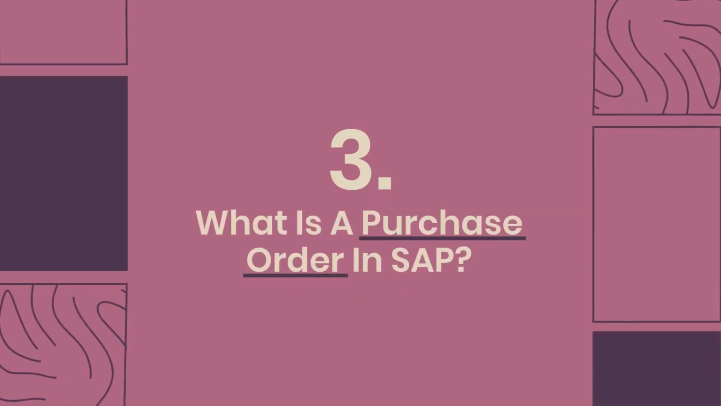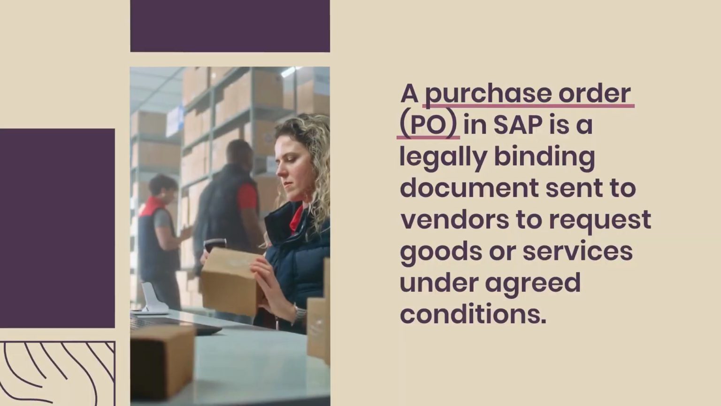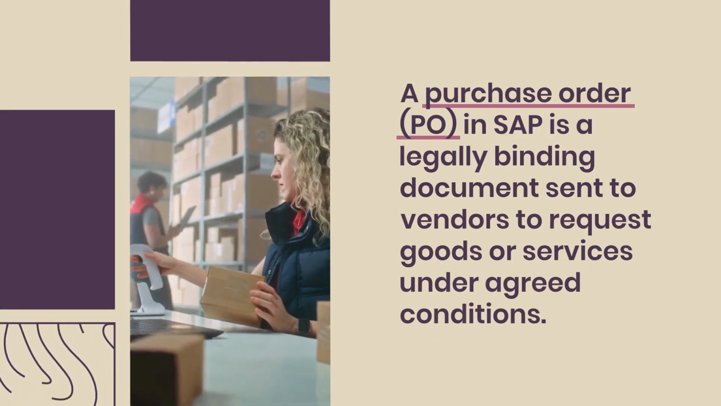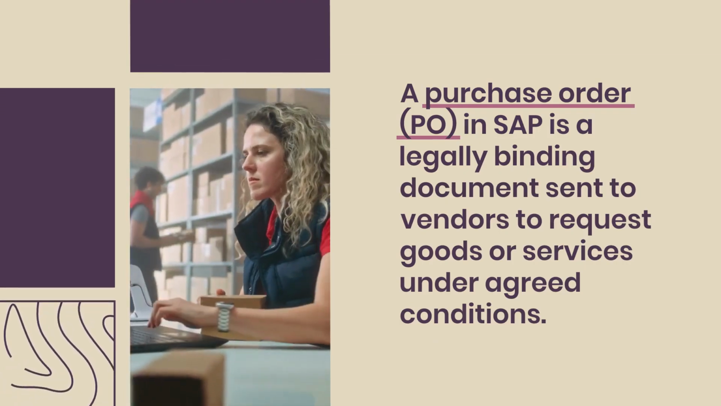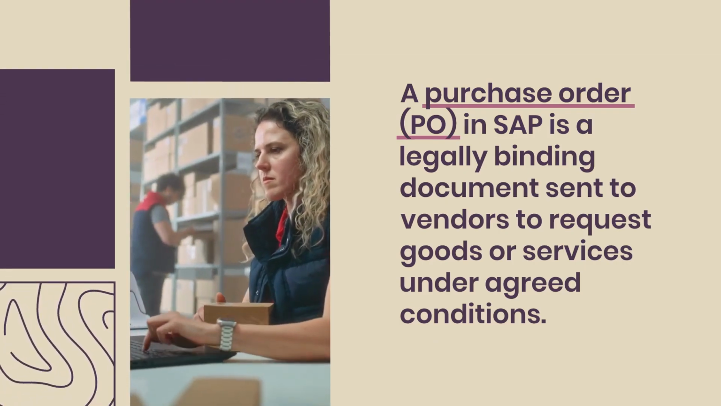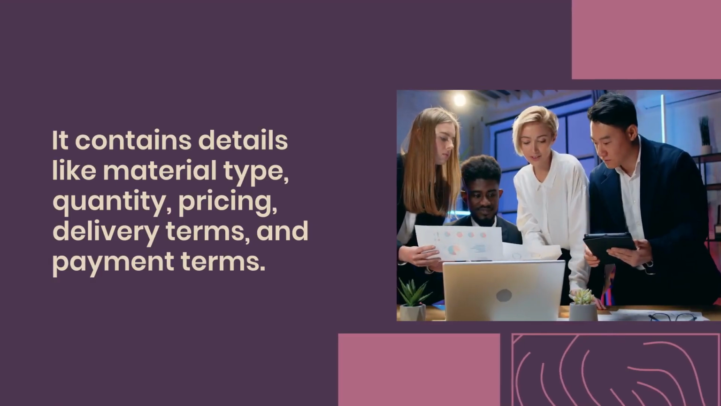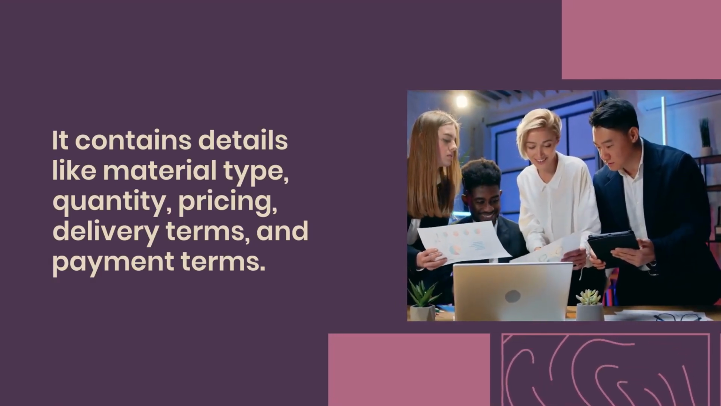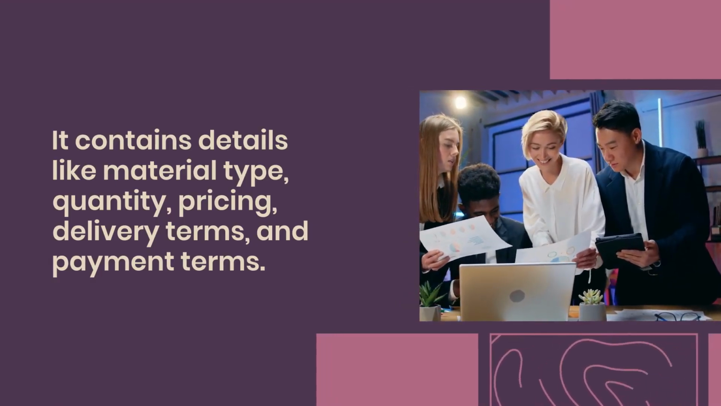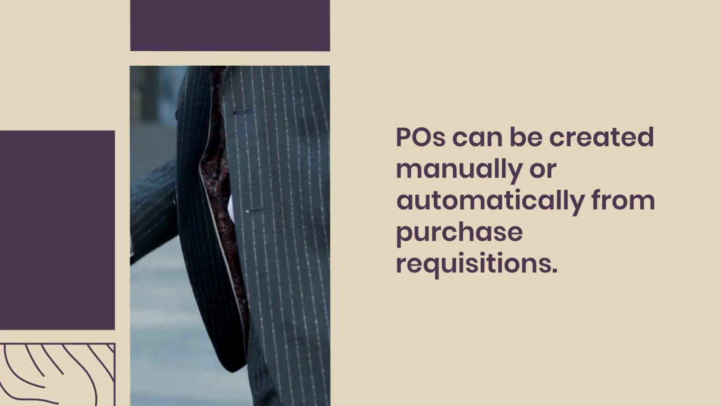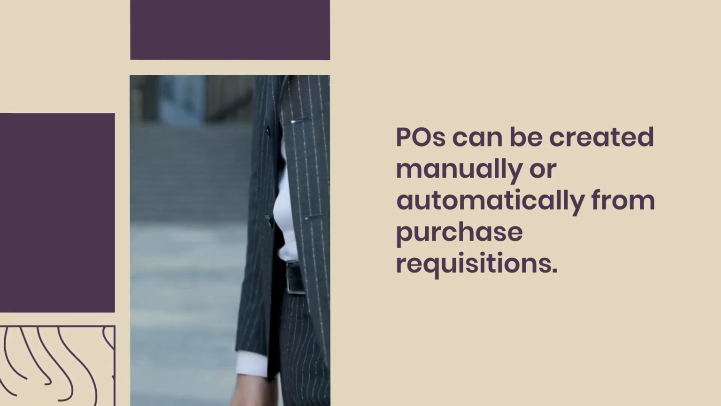3. What is a purchase order in SAP? A purchase order, PO, in SAP is a legally binding document sent to vendors to request goods or services under agreed conditions. It contains details like material type, quantity, pricing, delivery terms, and payment terms. POs can be created manually or automatically from purchase requisitions.